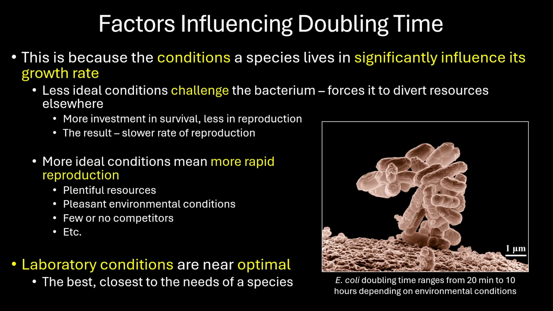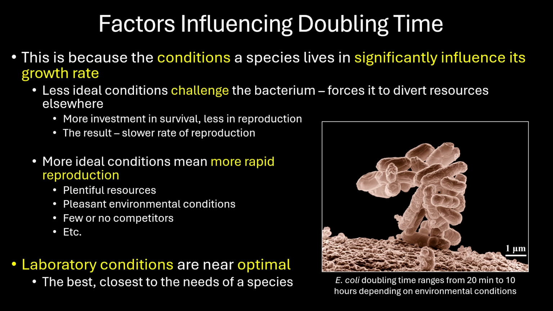Okay, more ideal conditions. On the opposite end of the spectrum, the more ideal the condition is, the more rapid the growth rate is. So, when the species has plentiful resources, when it's got ideal environmental conditions, and especially when it has few or no competitors, these qualities really increase the rate of replication for these species.